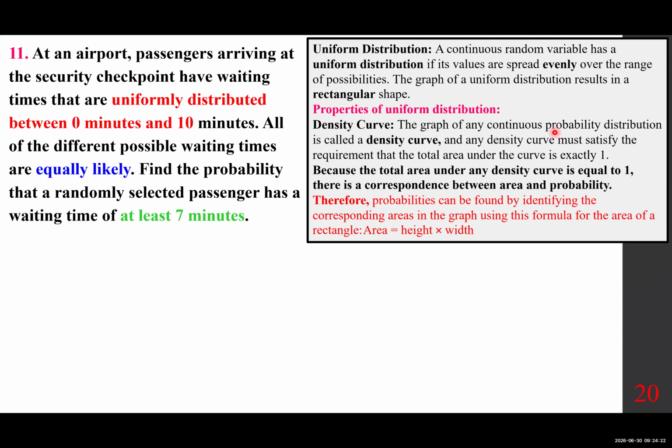The graph of any continuous probability distribution is called a density curve, and any density curve must satisfy the requirement that the total area under the curve is exactly 1. Because the total area under any density curve is equal to 1, there is a correspondence between area and probability. Therefore, probabilities can be found by identifying the corresponding areas in the graph using the formula for the area of a rectangle. Area equals height times the width.